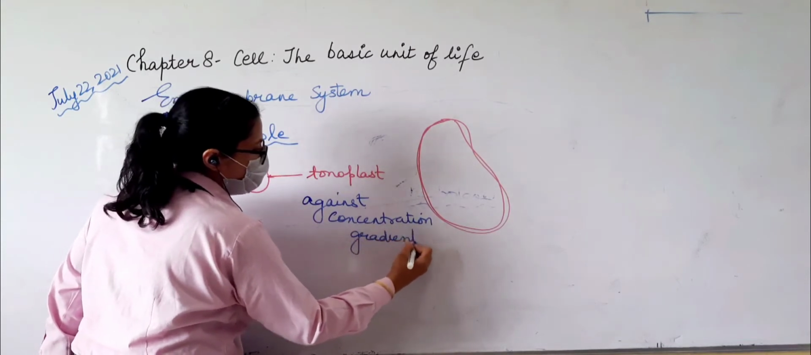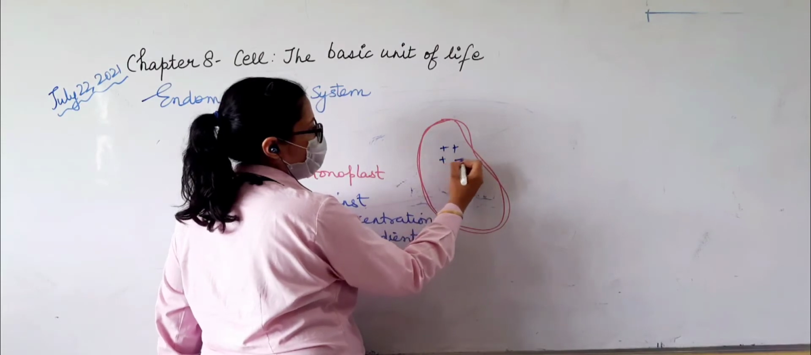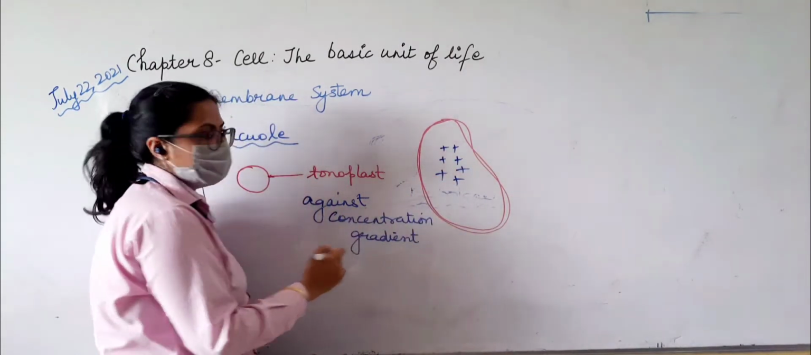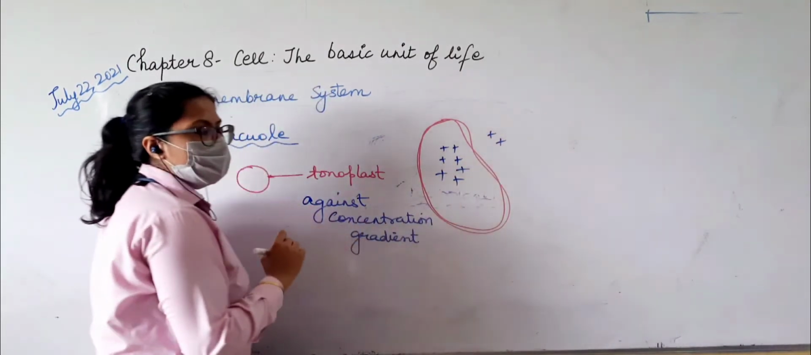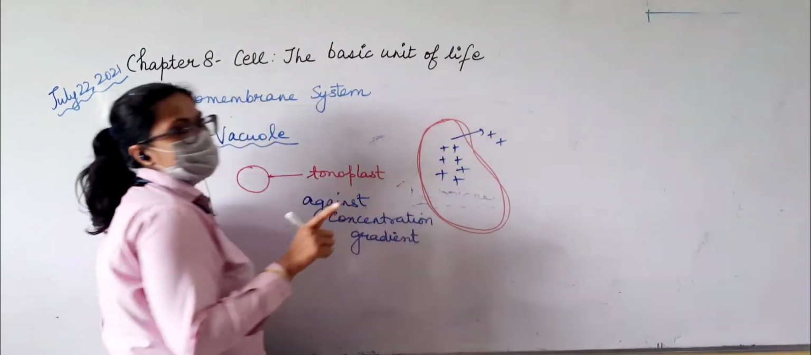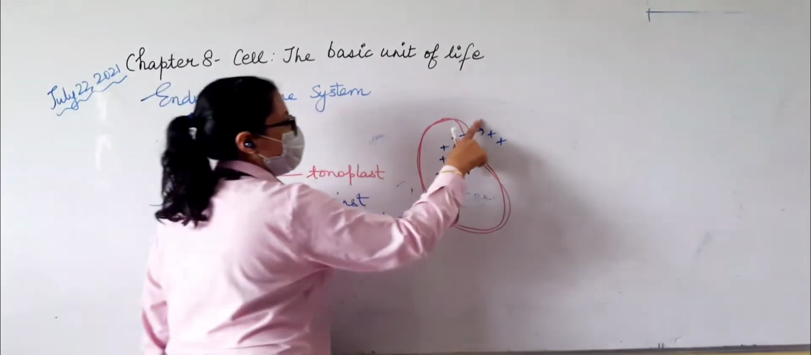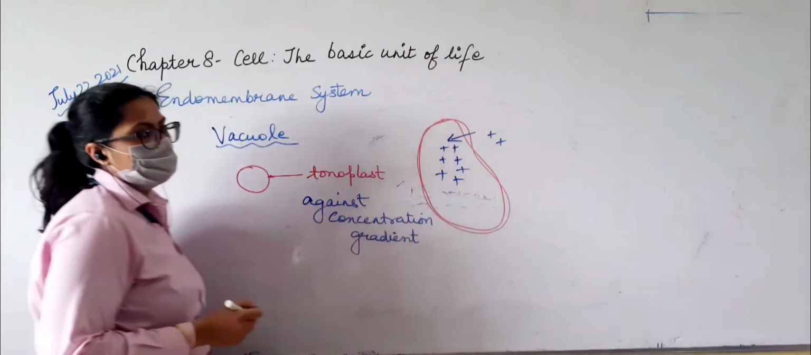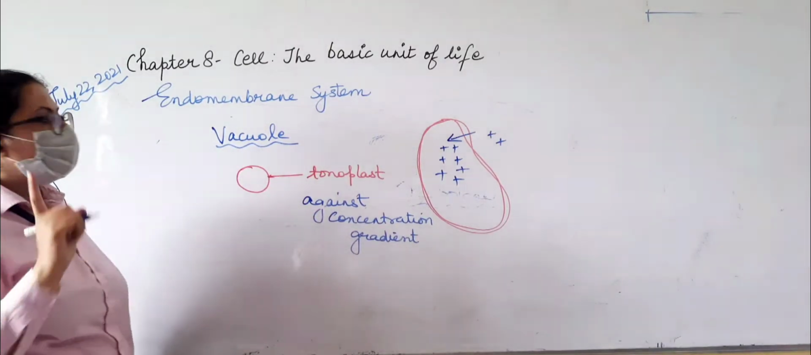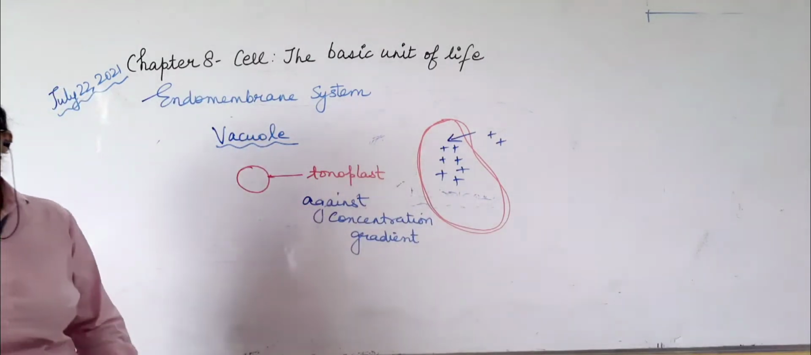What do we mean by against concentration gradient? Suppose here this type of nutrient is more in amount, and here it is less. So the movement should accordingly be from high to low, but this doesn't happen. Because of this layer, this tonoplast, the opposite direction movement will happen. Against concentration gradient. Not from high to low; movement from low to high is there.